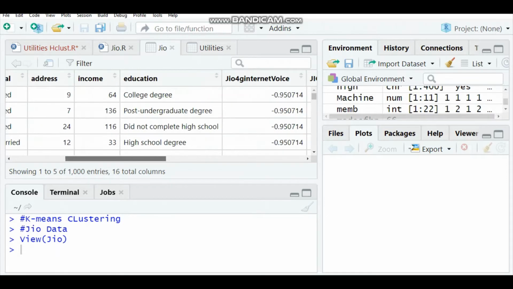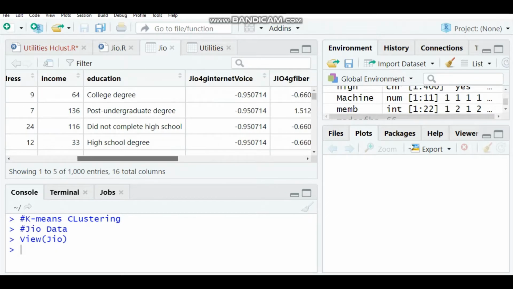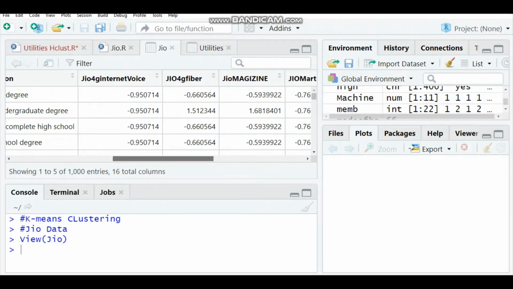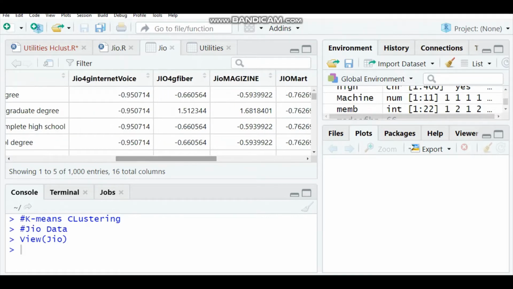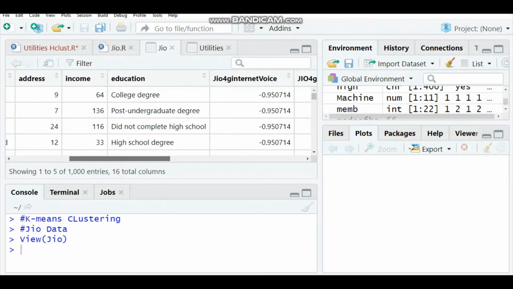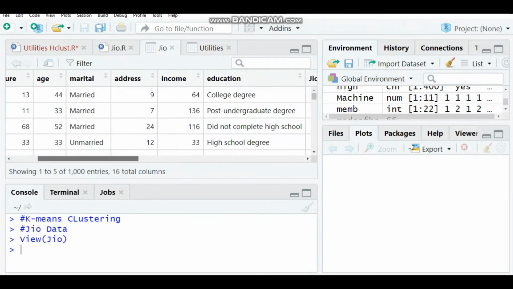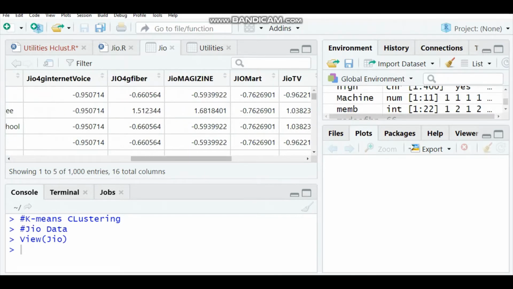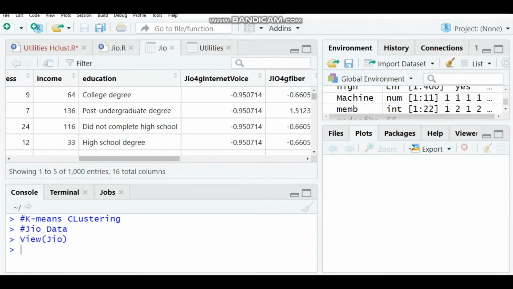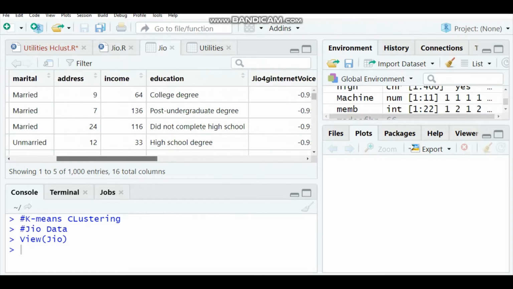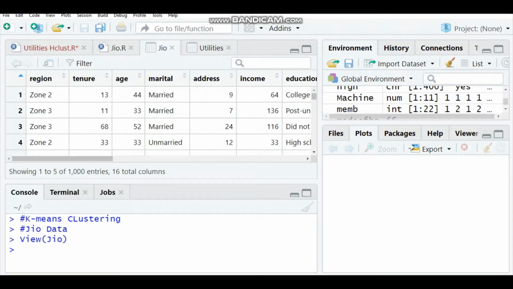Why? Because my objective for this k-means clustering is to cluster only the services, the frequency of service usage. Based on that frequency pattern of service usage, I can later map with these variables. Once I generate clusters for these different service usages, based on the cluster tag like 1, 2, 3, I can map with education, income, and address. I'll show you that when I do it practically in R, you'll understand what I'm trying to do.